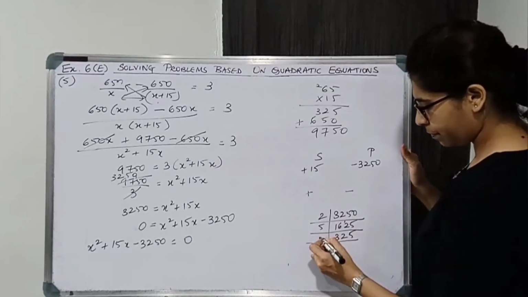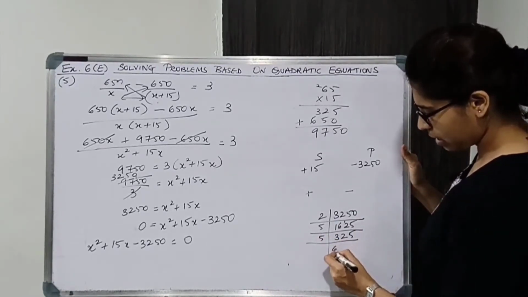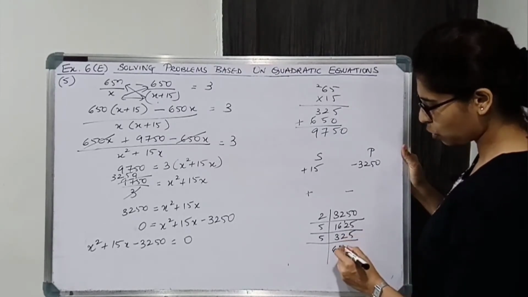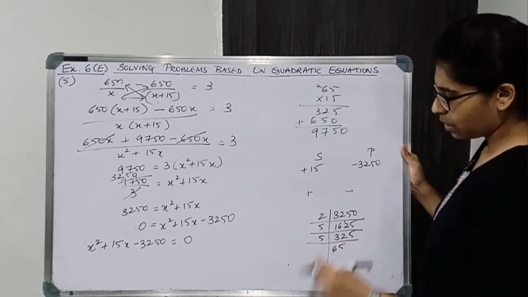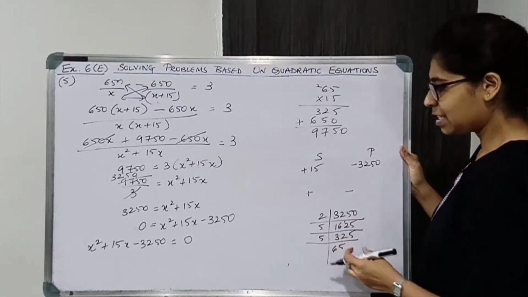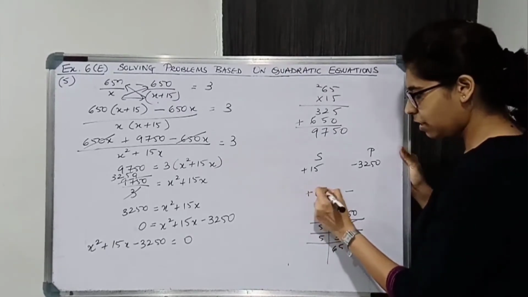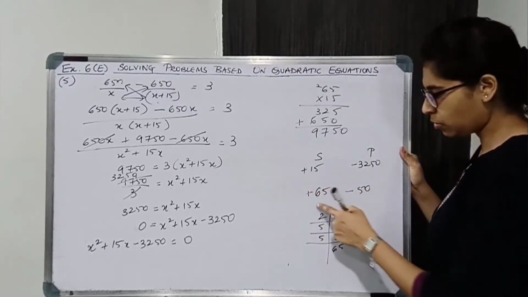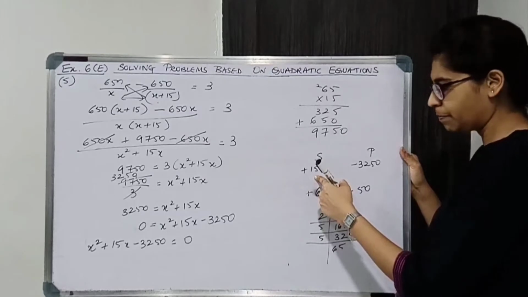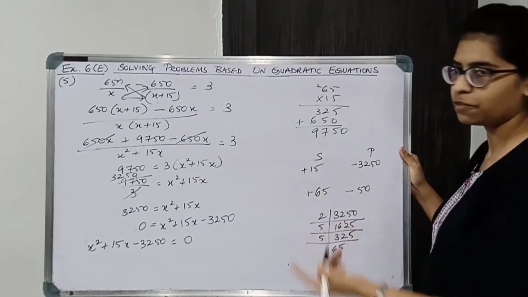So 5 6s are 30 and 2 left, 5 5s are 25. So 2 5s are 10, 10 5s are 50. 50 and 65, the difference. Yes, I'm getting it. So 65 and 50. Okay, only then you will get positive. Okay, and on multiplying you are getting minus 3250 because these are the factors.